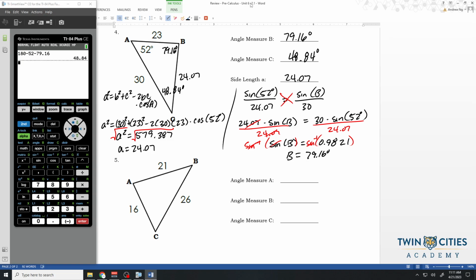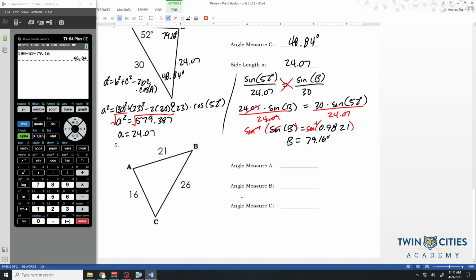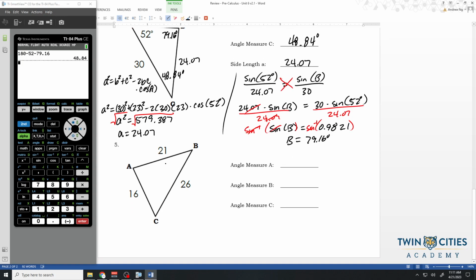All right, then number 5, we've got a triangle here with all three sides known, but none of the angles are known. So in these cases where I know all three side lengths, but not any of the angle measures, I have to use the alternative form for the law of cosines. So I pick an angle that I'm going to start with. I typically use the largest side length and find the angle opposite of that. So we're going to find angle A.